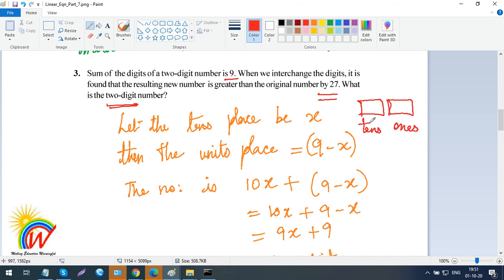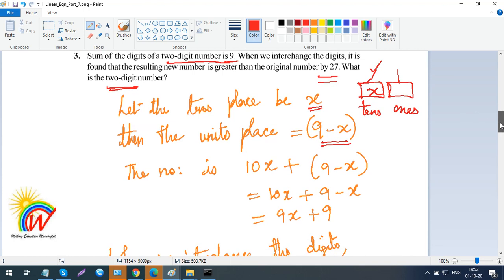So first let us assume that the tens place is x. I'm assuming the tens place to be x and the ones place to be, what are they saying? The sum of the digits of the 2-digit number is 9. So if I add this and this, it is going to give you 9. So if this is assumed to be x, the other one is going to be 9 minus x, right? Because both added together should give you 9.